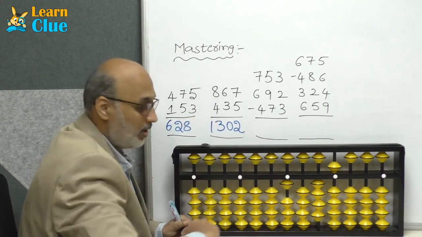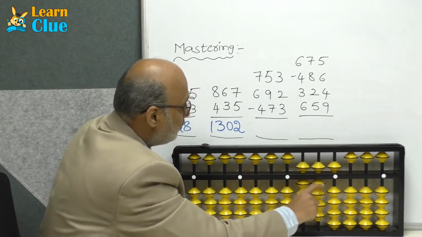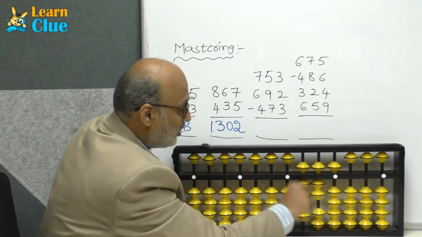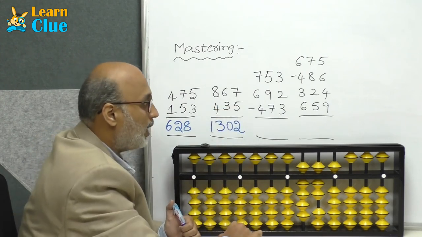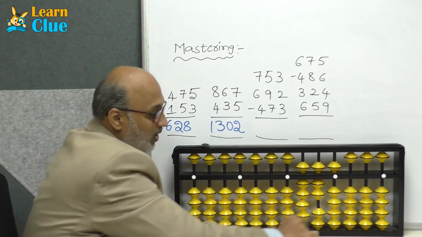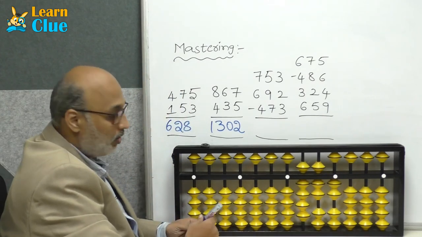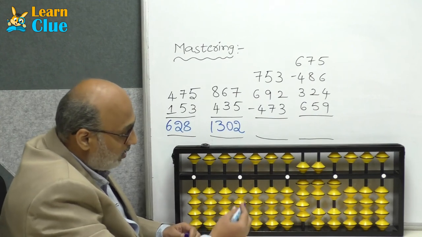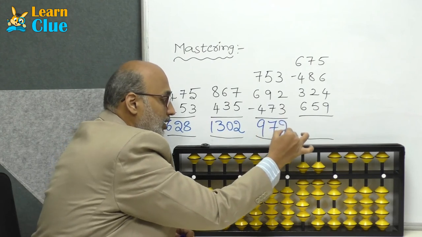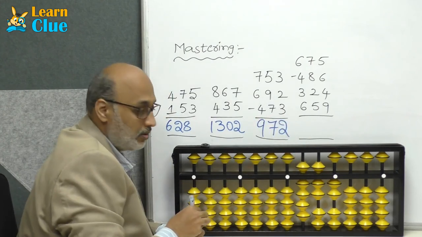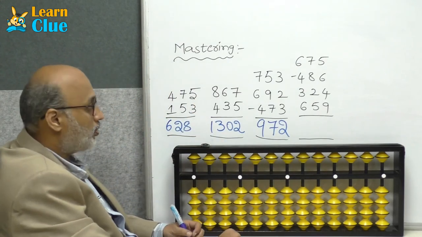Apply the same over here. Minus 10 plus 5 minus 2. Okay. Now we are supposed to do minus 3. Okay. How to do minus 3? Plus 2 minus 5. Okay, now tell me what is the answer. 972 is the answer. Clear the Abacus. We'll see the next problem.